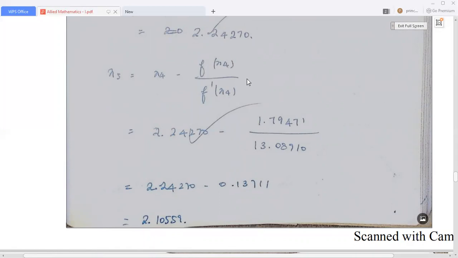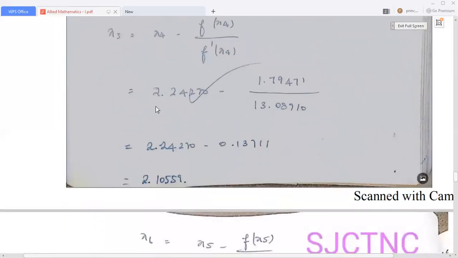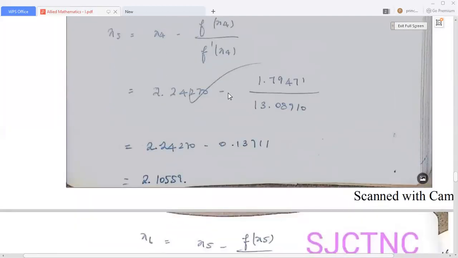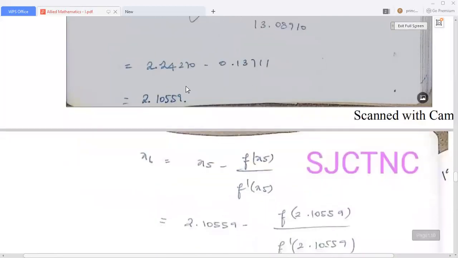Next, we find the fifth approximation x5 equal to x4 minus f of x4 by f dash of x4. Here we substitute the x4 value in x5. Then we calculate these expressions. Then finally we get the answer 2.10559.